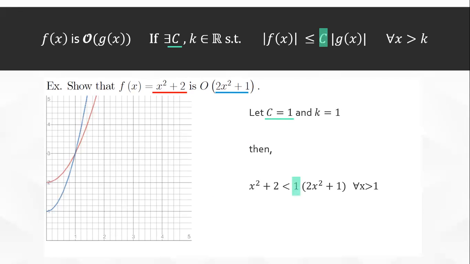Again, matching up from the definition, I only needed a multiplicative constant of 1 times that function to get this to happen. And looking at the picture, I'm saying as long as the input is greater than 1, right? Reading left to right there, I can see that the blue line doesn't pass up the red line until after input 1, as long as x is greater than 1.